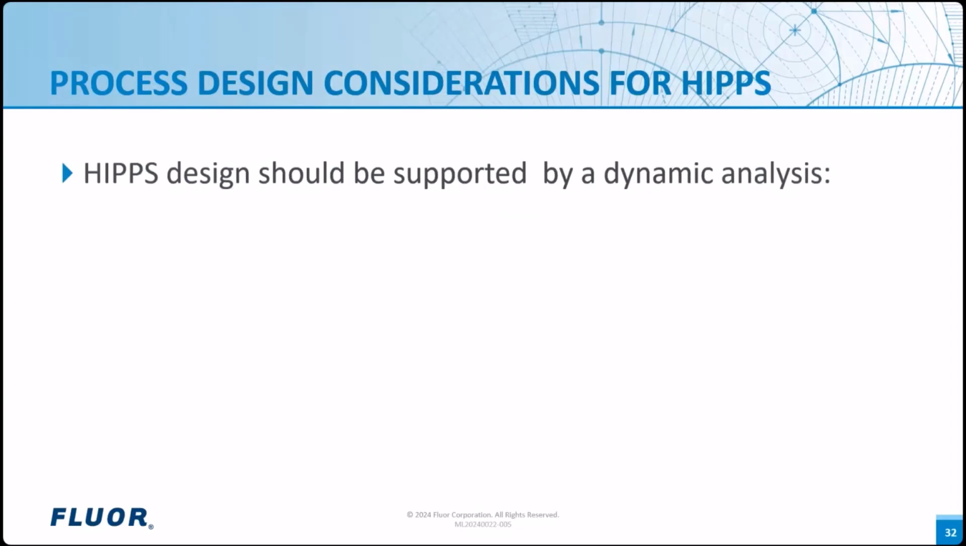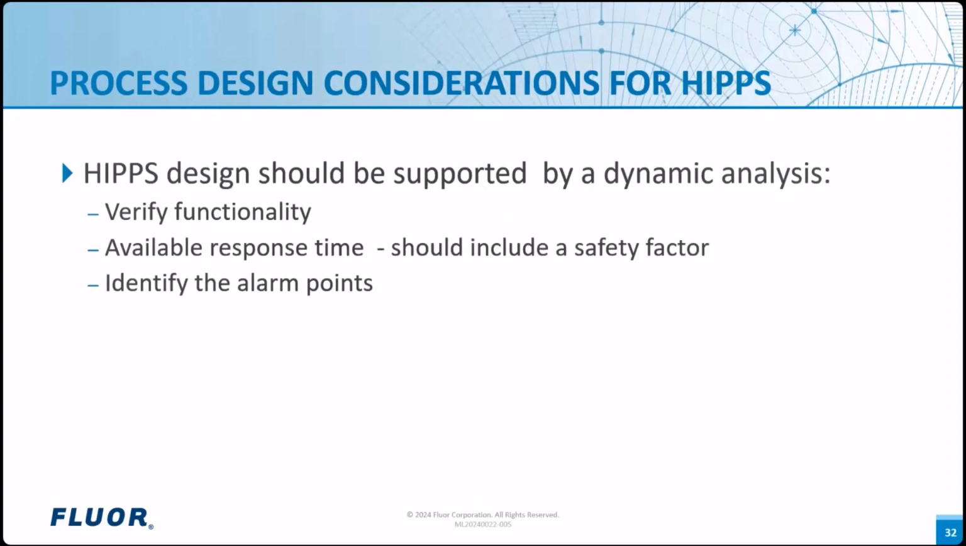While convincing hallway arguments might be made to argue a HIPPS system will functionally prevent an overpressure, more effort is usually required than an intuitive acceptance. Typically, a dynamic model is developed to verify the HIPPS can prevent the overpressure. This dynamic assessment is also critical to determine the available response time.